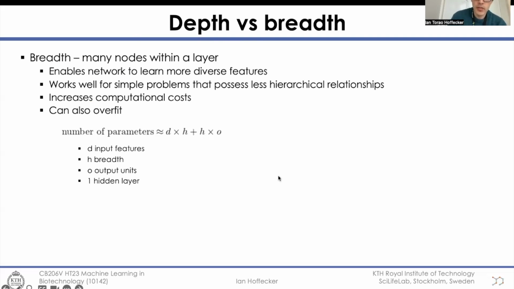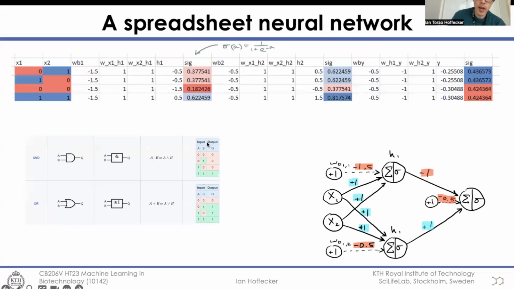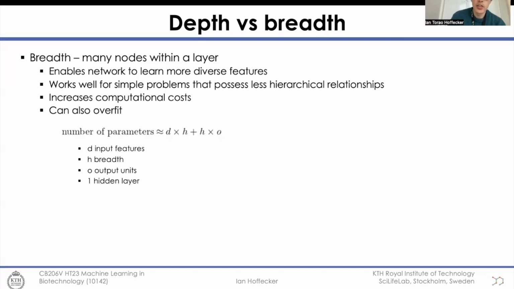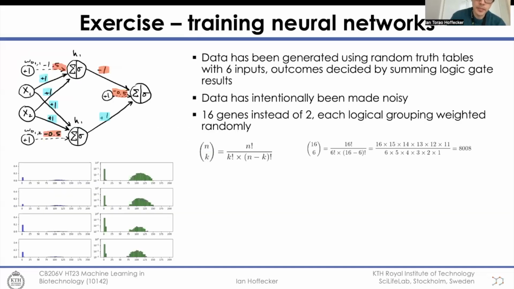And in both the case of depth and breadth, we have to consider that we're increasing computational costs by adding more layers or adding more nodes. And we're also increasing our risk of overfitting by adding more parameters. So we can compute these numbers of parameters in either case with these formulas here. And in general, we want the simplest model that we can get away with that allows us to predict with the best performance. And so the exercise today was to look at some more kind of artificial gene expression data.